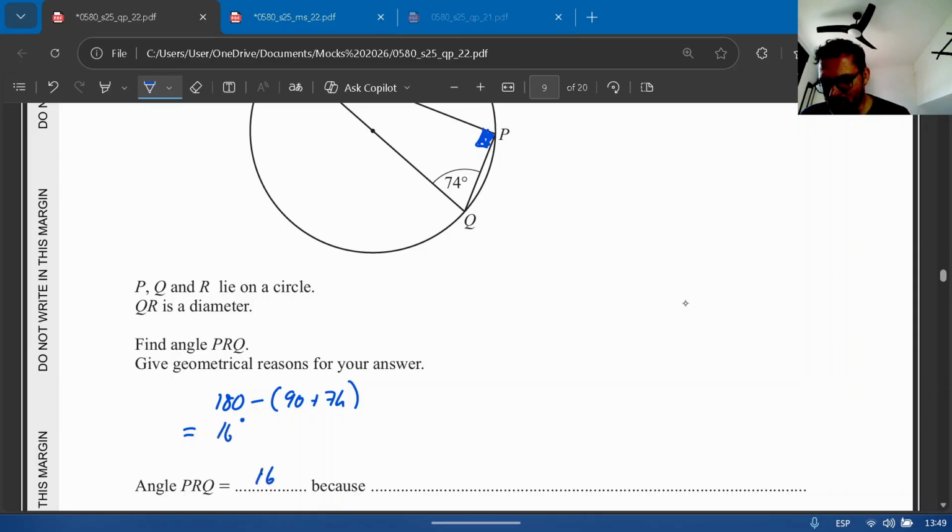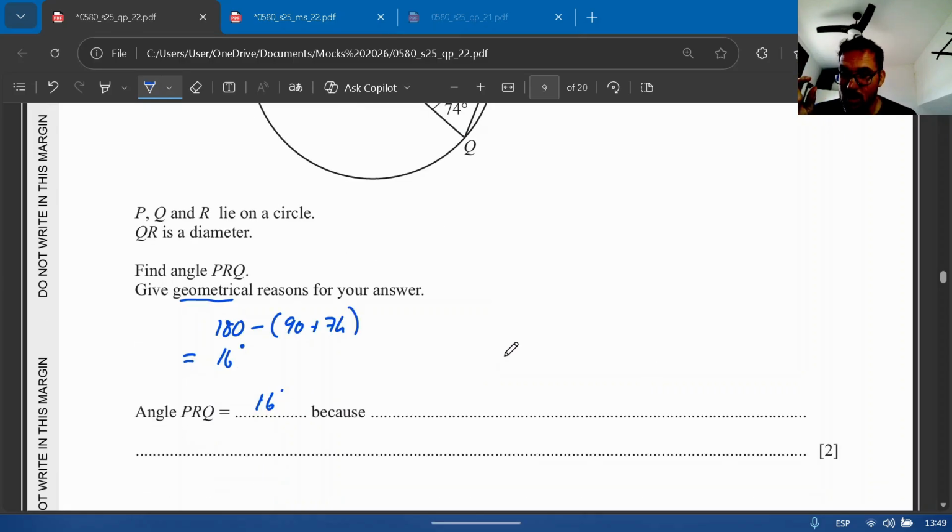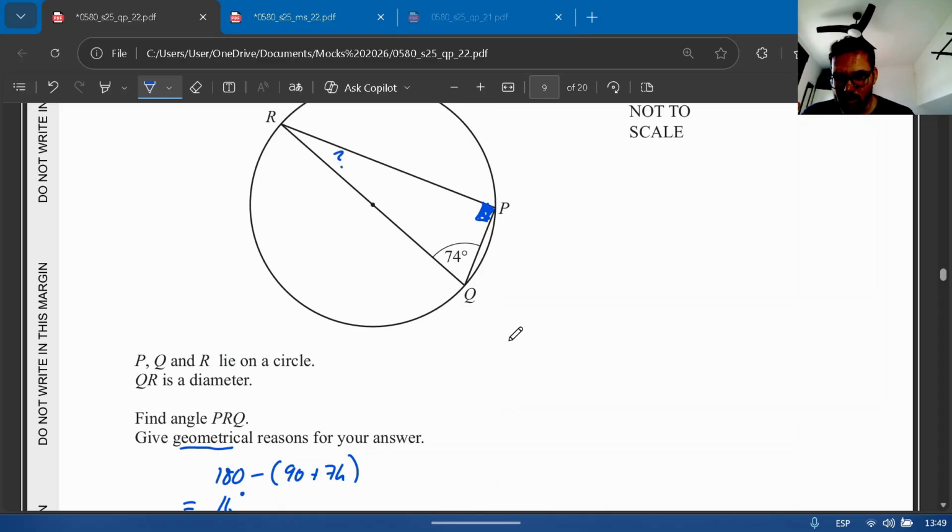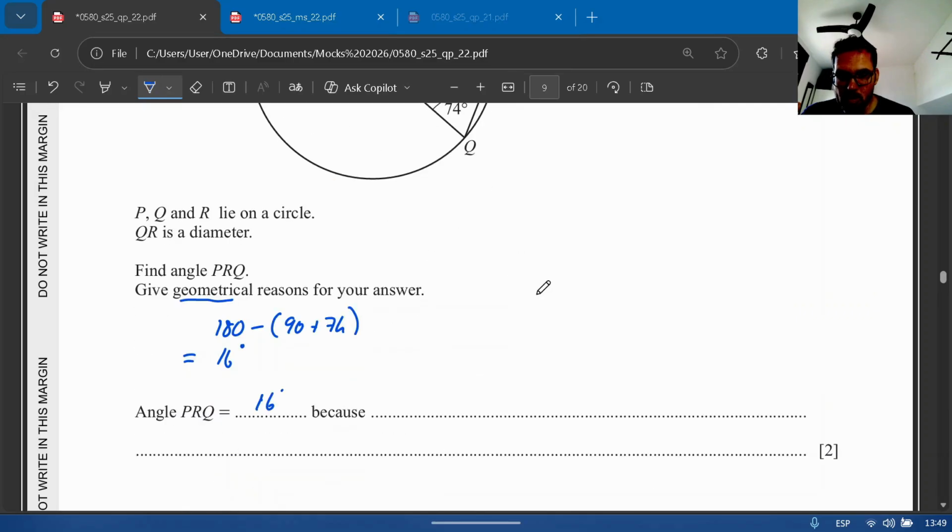Okay, now this is not the geometrical reason. This is the calculation, so my calculation doesn't count as the reason. The reason is angle in a semicircle. Okay, so let's write this clearly: RPQ is an angle in a semicircle.